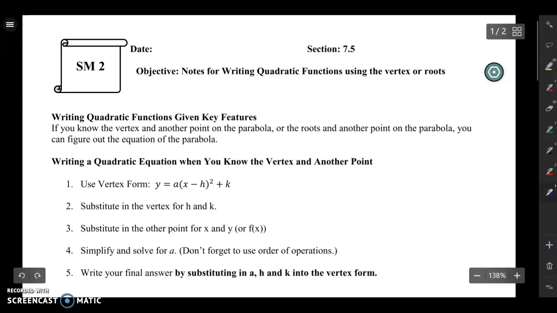In this video, we're going to talk about how to write a quadratic equation if you just know the vertex and one other point, or if you just know the roots and one other point. Okay, so we're going to break it into two sections. First, we'll talk about what do you do if you know the vertex and then one other point.